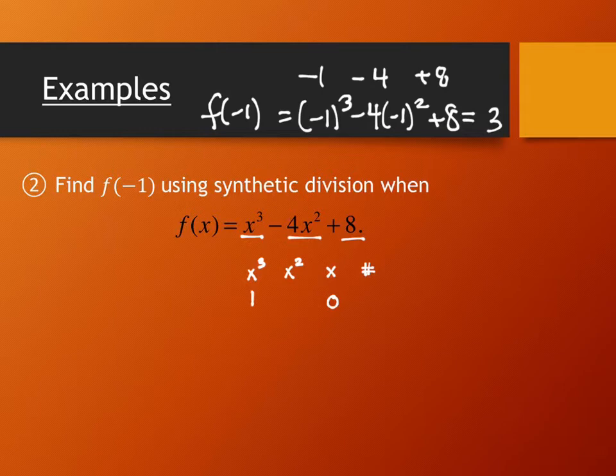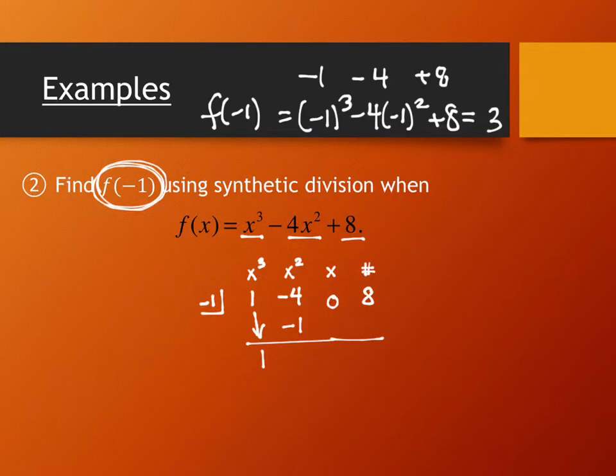So I have a 1 x cubed, -4, 0, and an 8. And it's wanting me to evaluate with this number -1, which means the -1 is what goes on the outside. So, first thing, pull the 1 down. All right, what's my next thing? 1 times the -1, which gives me -1.